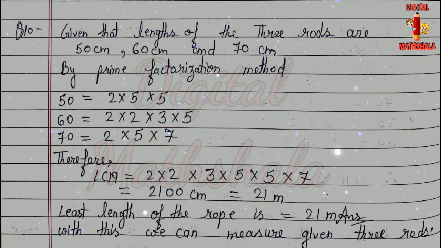When we multiply, we will get 2100 centimeter. When we change the unit, we divide by 100, because we know that 1 meter has 100 centimeters. So we will divide 2100 by 100, so it will be 21 meter. So the least length of the rope will be 21 meter. With this we can measure the given 3 rods exactly. I hope you understood all the questions.